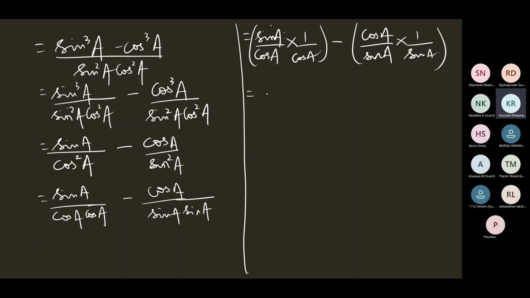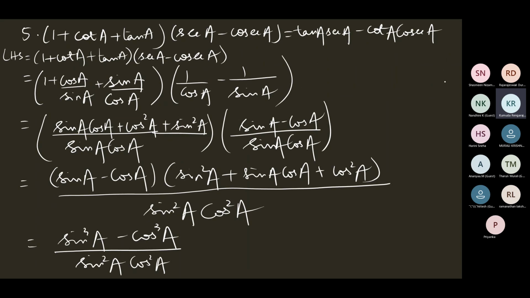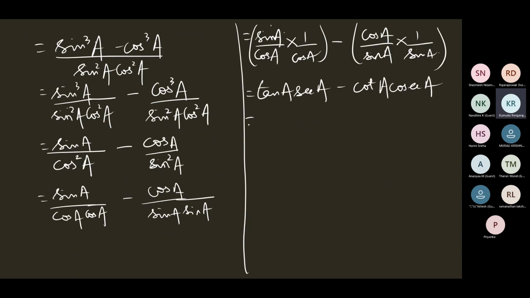Now what is sin A by cos A? Tan A. What is 1 by cos A? Secant A. Secant A minus, what is cos A by sin A? Cot A. 1 by sin A? Cosecant A. And that's exactly what we have in the RHS. LHS is equal to RHS. Is that right, children?